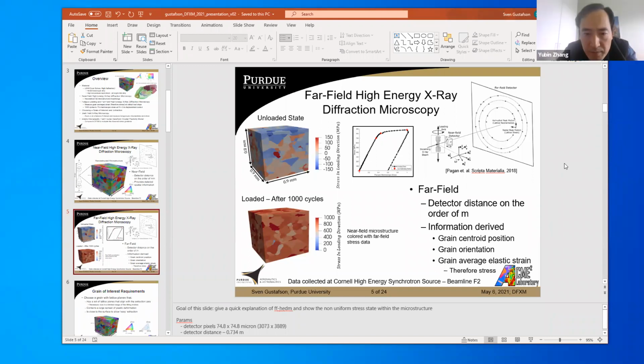Yeah, and the measurement is from the far field measurement, not the near field, I guess. Correct. Yes, this is far field. Yeah. Thank you.